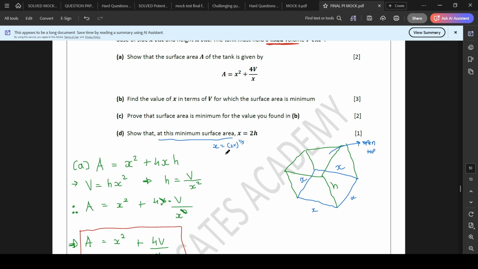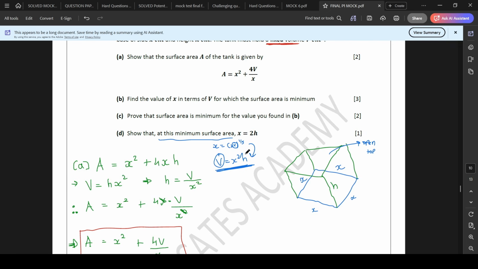And I also know that volume is equal to x squared h, right? I know this from here. So what I can do is substitute this x squared h inside this, or I can make V the subject over here and put that V over here and try to form a relationship between x and h. Now, why can I do this over here?